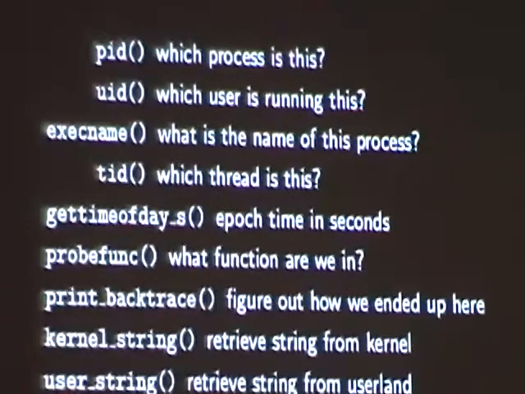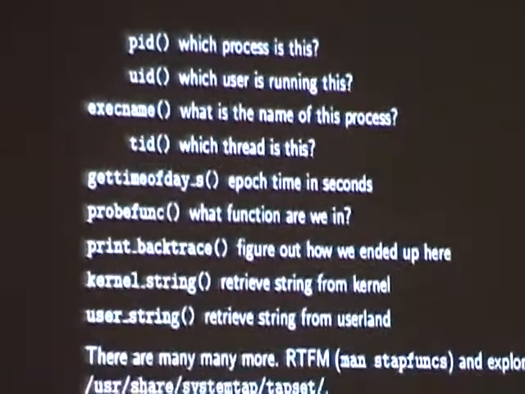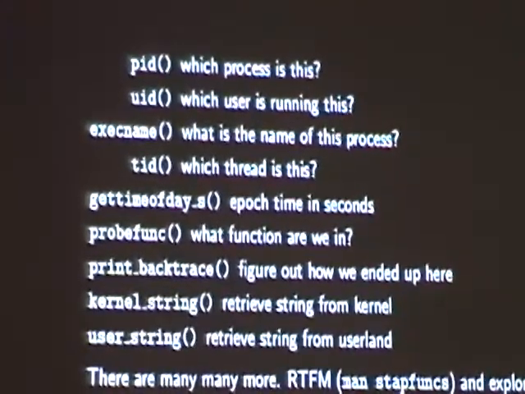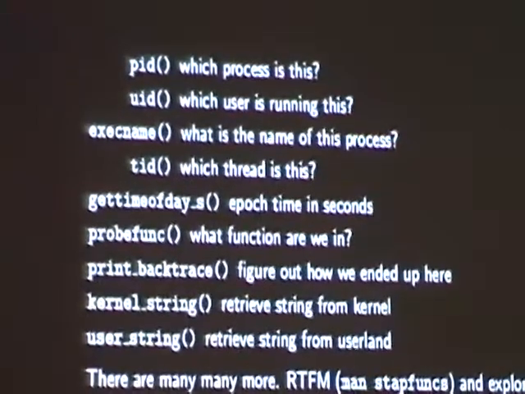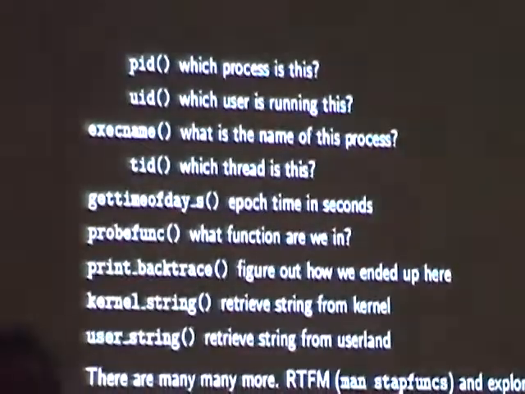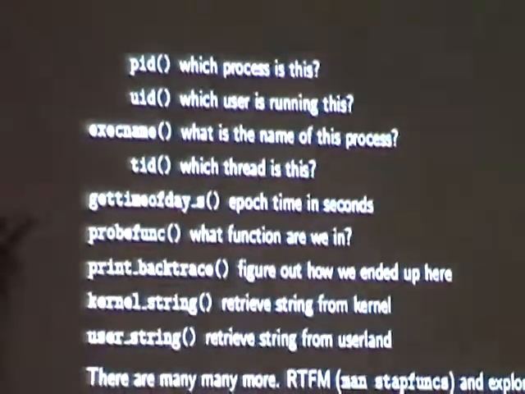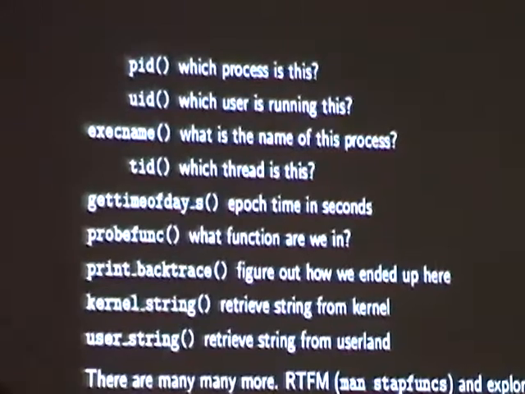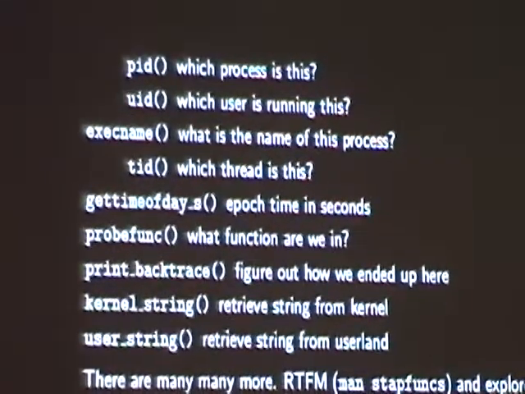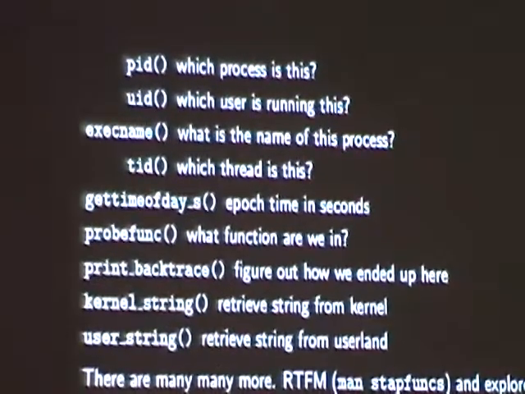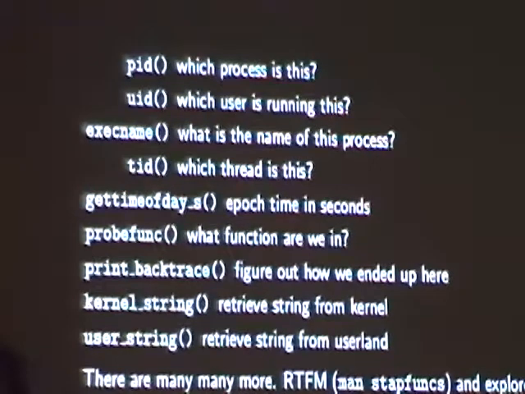So some examples of helper functions to give you an idea. I think most of these are pretty obvious. The PID, so we know what process we are in, what thread we are in, what is the name of the current process. Probe function, maybe I can be a bit more detailed. As you have seen, we can use wildcards, and so when we give one probe point, that will really match multiple probe points, and we can end up in any of multiple functions. In that case, probe function will tell you which function we are in.